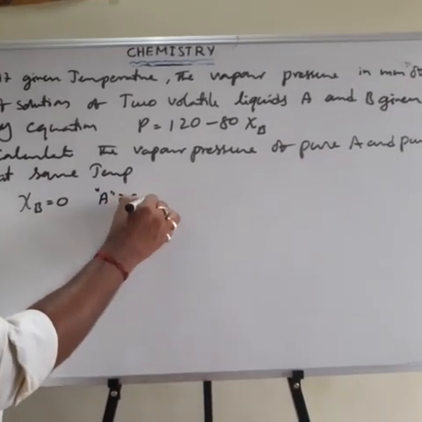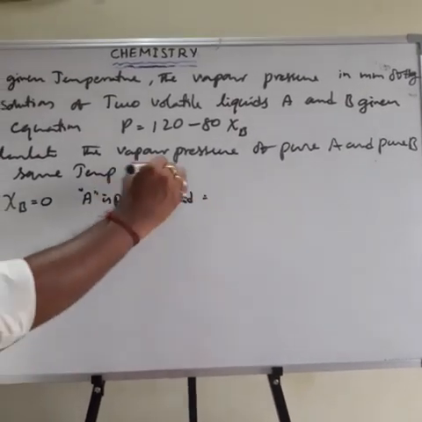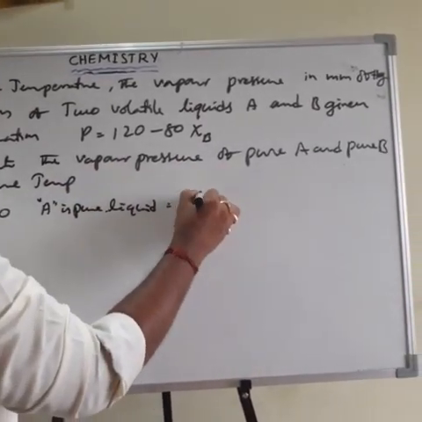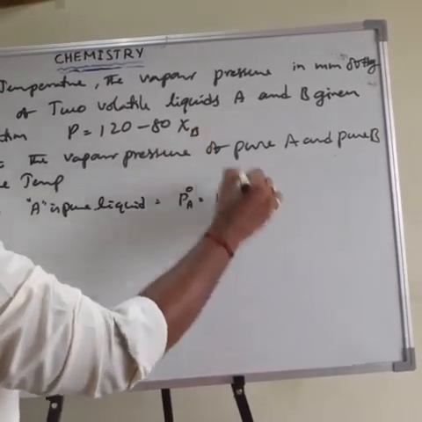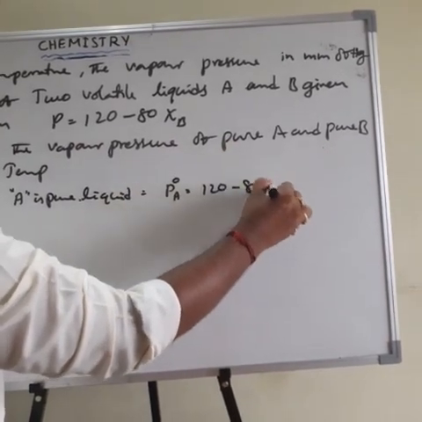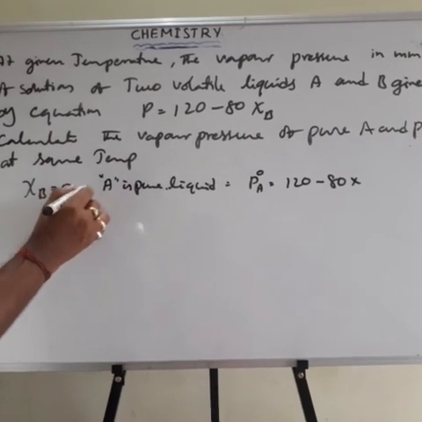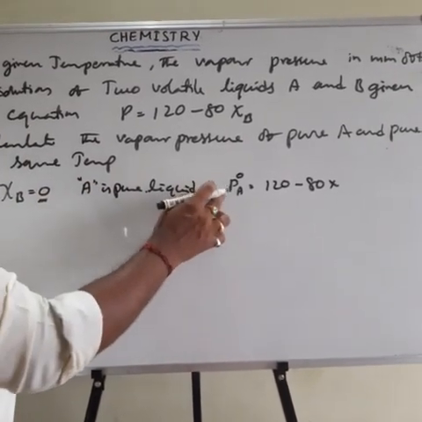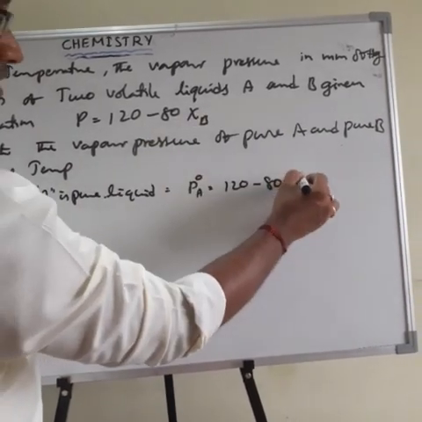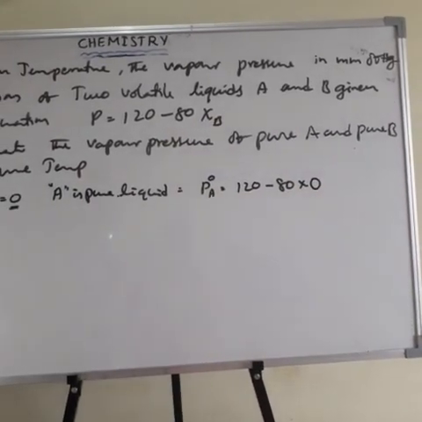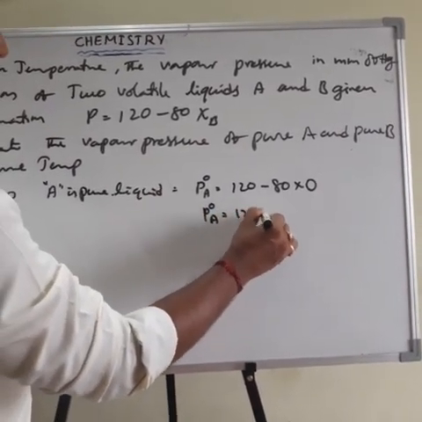A is a pure liquid. For a pure liquid, the vapor pressure of pure A, P naught A, is equal to 120 minus 80 into XB. As I told you, XB equal to 0 means A is a pure liquid. Therefore, instead of XB, I am taking 0. Therefore, the vapor pressure of pure compound A is 120 mm of mercury.